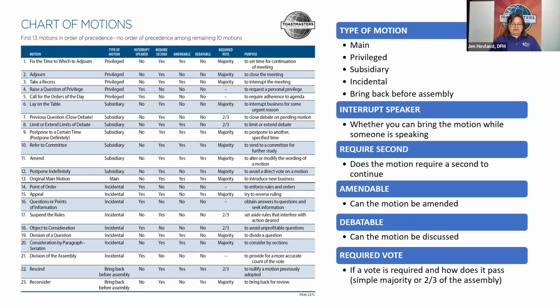A division of the assembly, or I call for division, excuse me, is where you actually call for a vote, not just an aye or nay vote. You are actually calling for raising hands, written ballot, something like that. You're wanting to make sure that you get the real count of the vote, not whoever is the loudest.